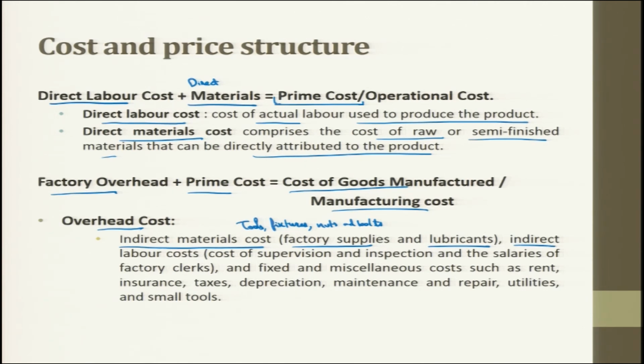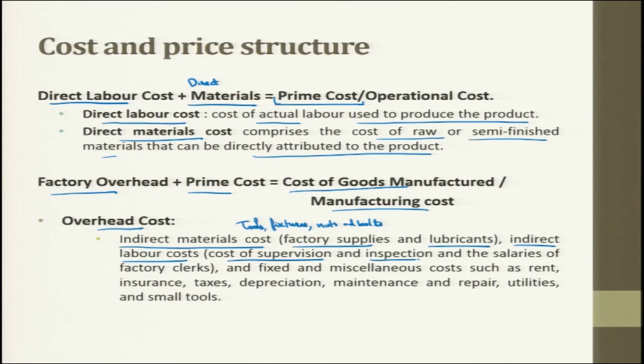Indirect labor cost. What is indirect labor cost? Direct labor is the labor who is directly working on the product. Indirect labor is the workers who do not work directly to produce this product, but the people who are there, who have designed the product, who are doing supervision and who did inspection. That is indirect cost. And salaries of factory clerks are also indirect cost. Factory clerks are never related directly to the manufacturing, but their salaries have to be paid, and that comes in the indirect cost. So, overhead is generally indirect.